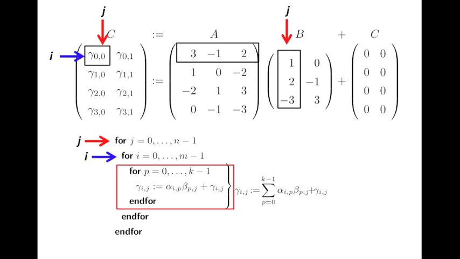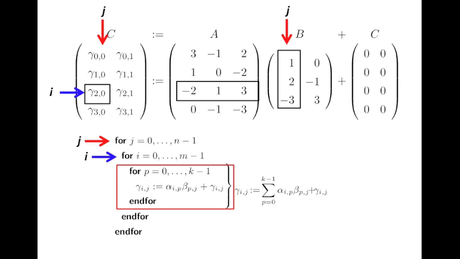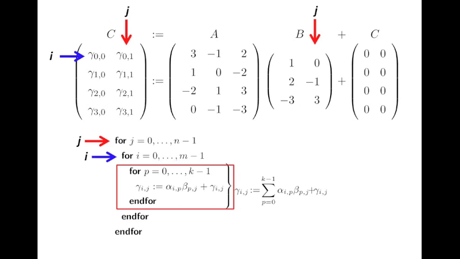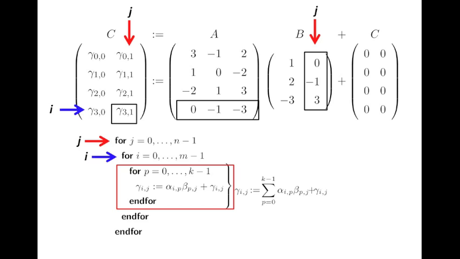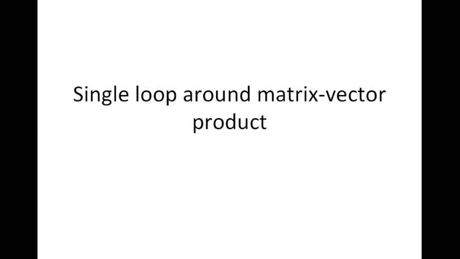For each of the elements in the first column, we perform a dot product to update that element, and then we move on to the next column and do the same thing. And if there were more columns of C, we would simply keep repeating this process. We can also recognize that we were computing the matrix-matrix multiply, updating C one column at a time. Now we learned that each column of C is updated by A times the corresponding column of B added to C.